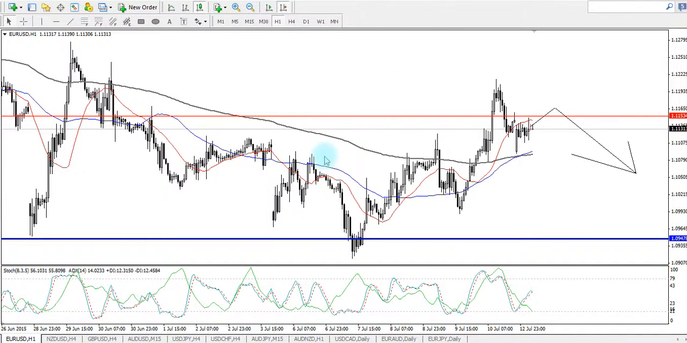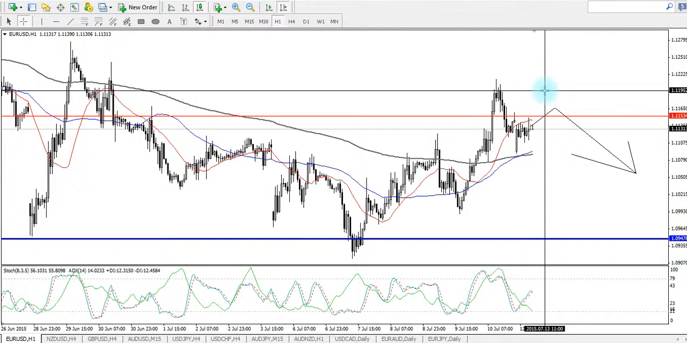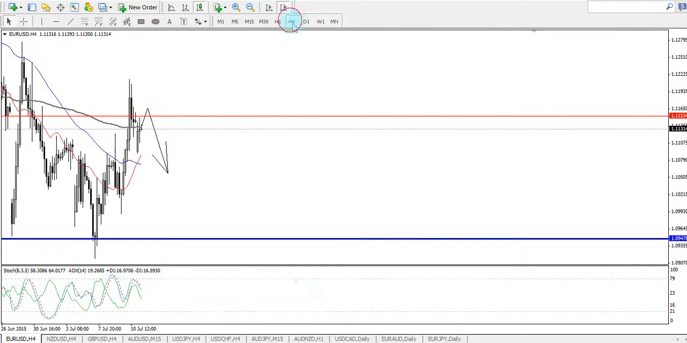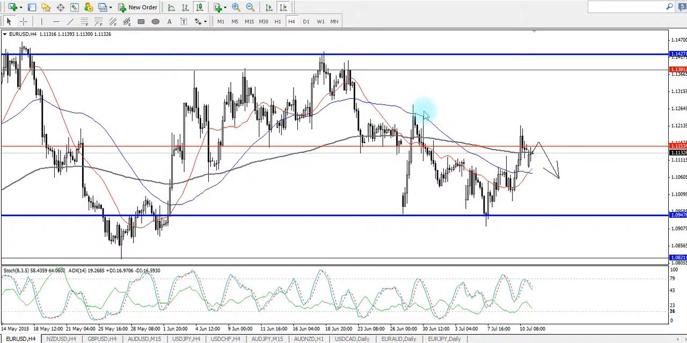So zooming the 1 hourly chart itself, I'm waiting for price to actually retrace a little bit further back to the price of 1.1195 before I actually look for a short opportunity. Alright, so that's pretty straightforward for the Euro against the US dollar.